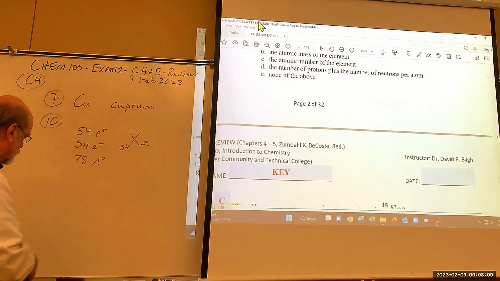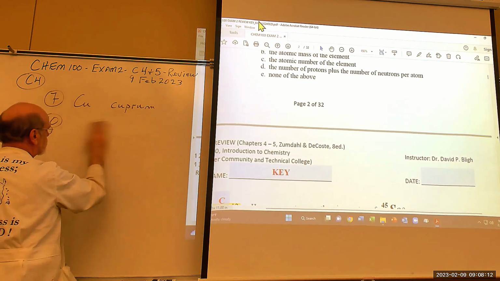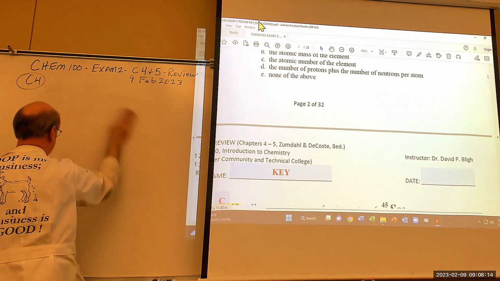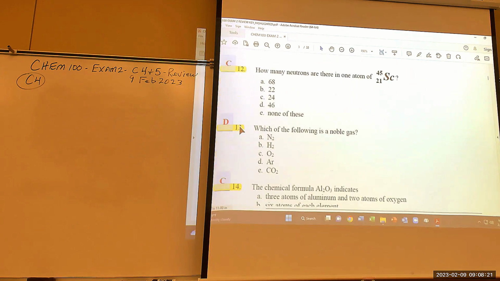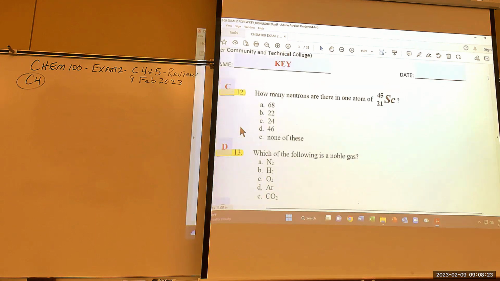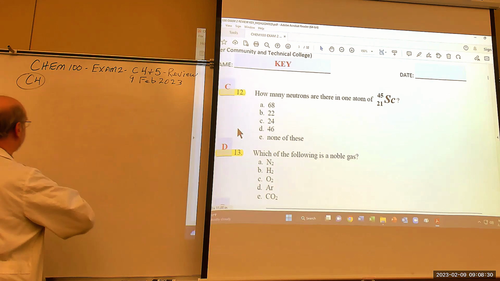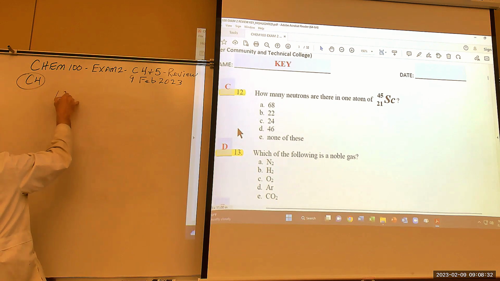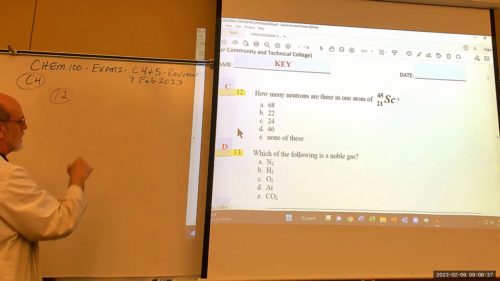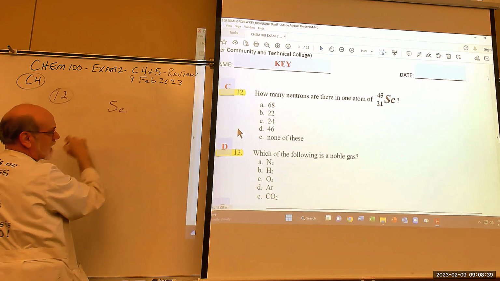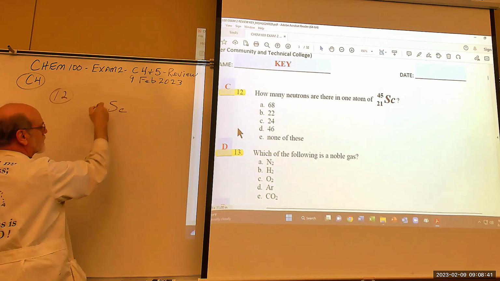Let's see. I'm going to have to scroll this one myself manually. Let's see. We get those two. Number 12. How many neutrons are there in one atom of? Okay, so this is kind of redundant. We've had one like this before.